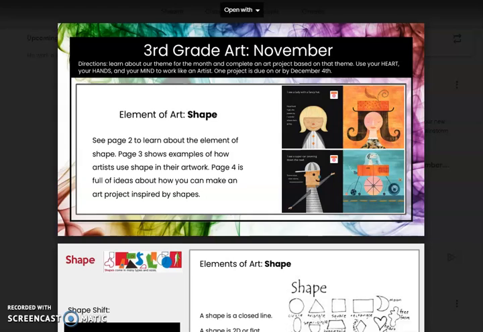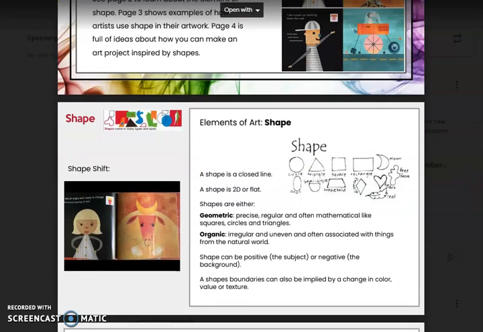Now looking at our third grade theme, we are going to talk about the element of art, shape. So we started by talking about a dot in September. We took that dot for a walk in October and made a line. Now we're going to take that line and continue it around to close it to form a shape. Now everything that you're going to need can be found in this PDF file.